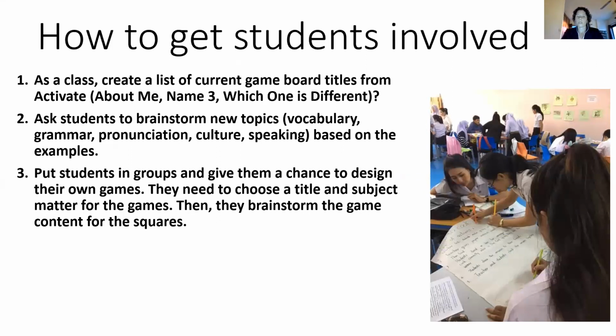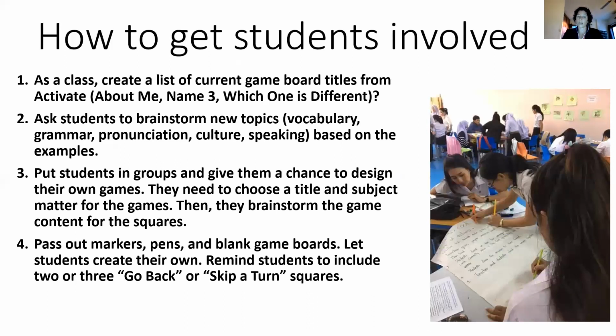Then you put the students in groups and give them a chance to design their own games. So they need to choose a title and a subject matter for their games, and then they brainstorm the game content for the squares. Once they've had time to prepare and they've brainstormed their ideas, then you pass out the markers, the pens, and the blank game boards, and let students create their own. You should remind students to include 2 or 3 go back or skip a turn squares.